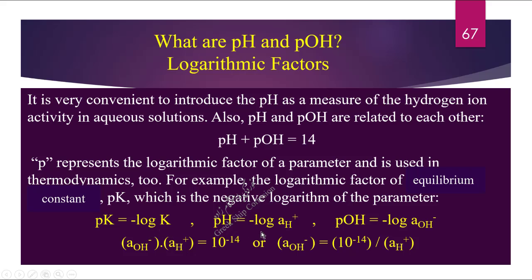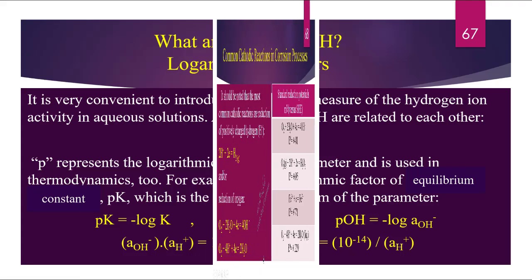pH equals minus logarithm aH plus. pOH equals minus logarithm aOH minus. The product of aOH minus and aH plus equals 10 to the power of minus 14.